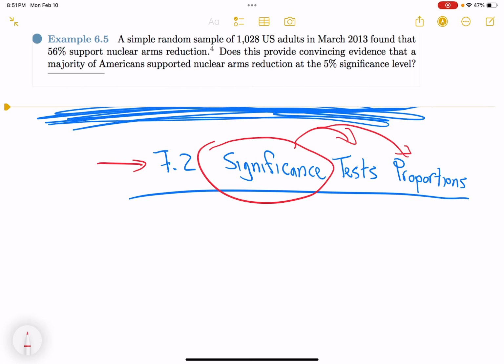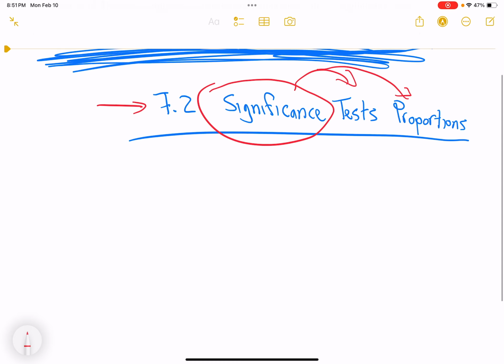Now, just like with confidence intervals, we're really only going to be doing one sample z-tests in this case for proportions, and then 7.3 will be one sample t-tests for means, right? So it's the same concept as last unit, and in fact, a lot of the processes are similar, except in this case, we're going to go through the components known as phantoms.